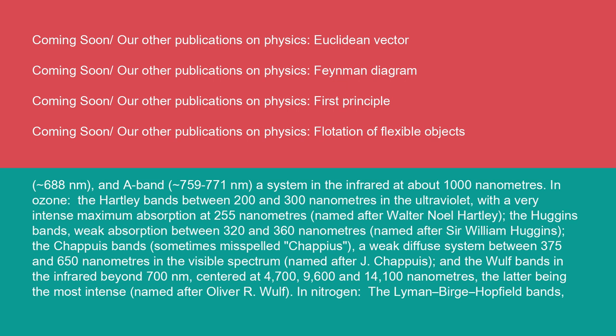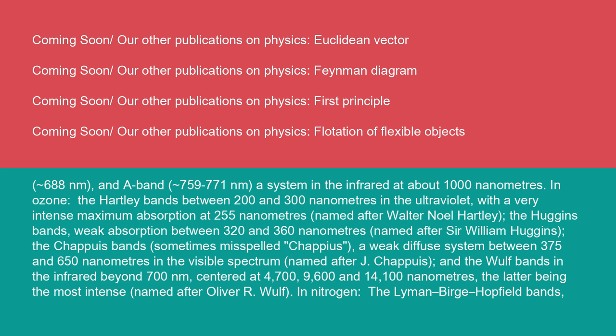The Chappuis bands, sometimes misspelled Chappius, a weak diffuse system between 375 and 650 nanometers in the visible spectrum, named after J. Chappuis, and the Wulf bands in the infrared beyond 700 nanometers, centered at 4,700, 9,600, and 14,100 nanometers, the latter being the most intense, named after Oliver R. Wulf.